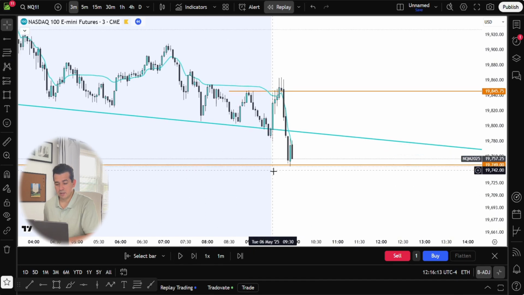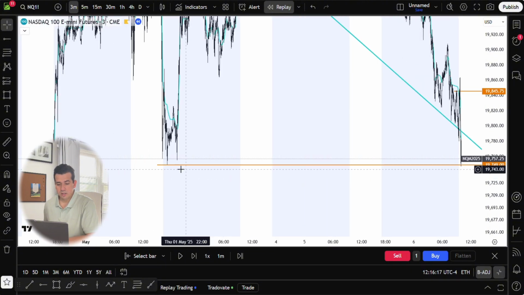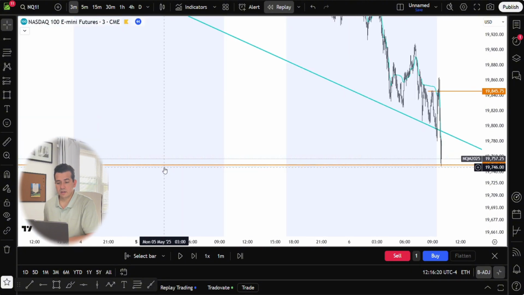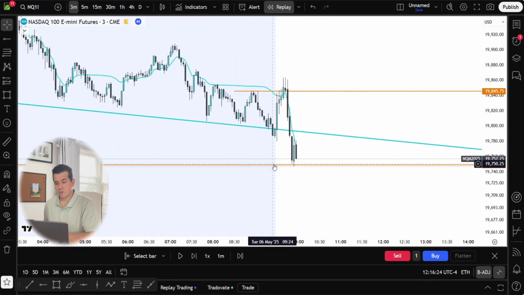Looks like it wants to come back, but as you can see, let's pause over here. As you can see, it only touches the liquidity, only touches, and then what it did, it went up. This is the pullback to this area right here.